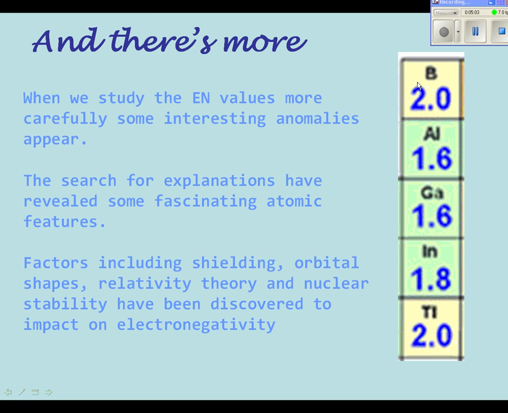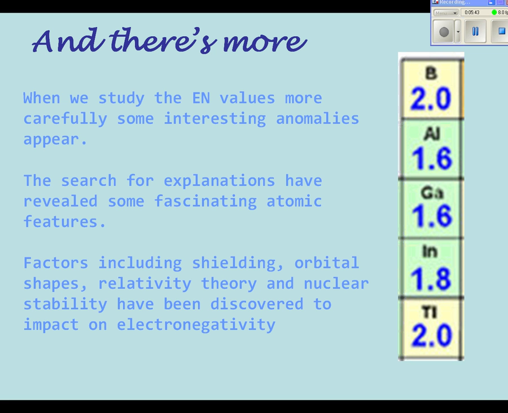If we study the trend in more detail of some of the other groups, when we get to group 3, we can see that the electronegativity drops and then begins to increase again. Now, we know that the atomic radius is increasing, the atoms are getting bigger and bigger, but what these trends have revealed is that there are a number of other factors that obviously influence electronegativity, not just atomic radius. Some of these factors include shielding, the shapes of the various orbitals that the electrons are in, relativity theory, the stability of the nucleus, etc.